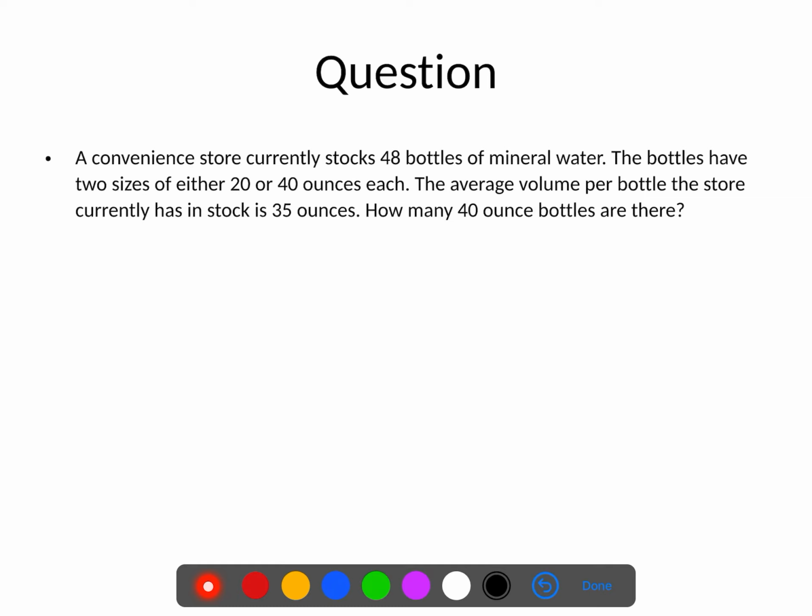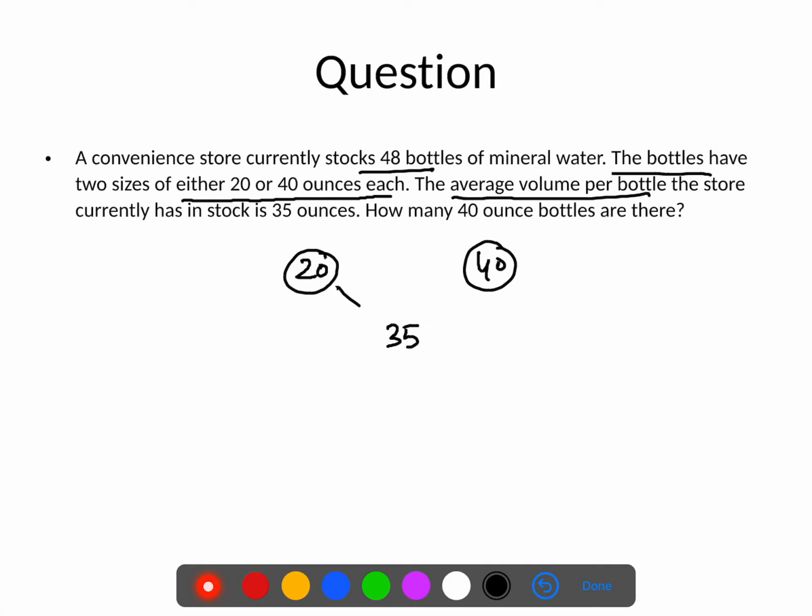Convenience store currently stocks 48 bottles of mineral water. The bottles have two sizes of either 20 or 40 ounces each. So again, 20 is one value, 40 is another value, and we are talking about combined average, which is 35, average volume per bottle. Take the difference, it is 15 and 5. 5 to 15, so 20 ounce bottles upon 40 ounce bottles, the ratio is 1:3.